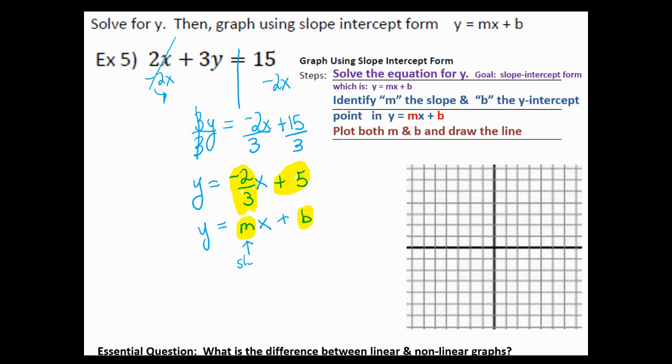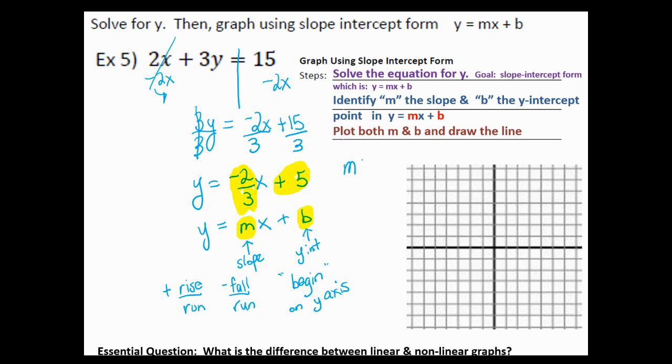So this is the slope. If it's a positive number, then it's up or rise and then run. If it's a negative number, then it's a fall and then run. So up and over, or down and over. In our case, we have a negative 2/3, so we're going to go down and over. This is the y-intercept, and this is where you begin. You can remember b for begin, and that's on the y-axis.